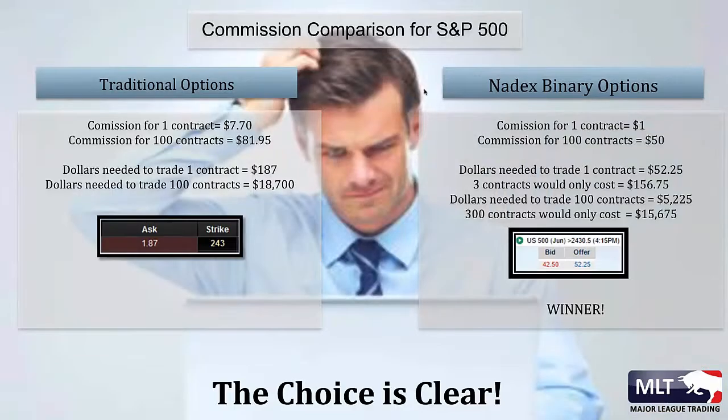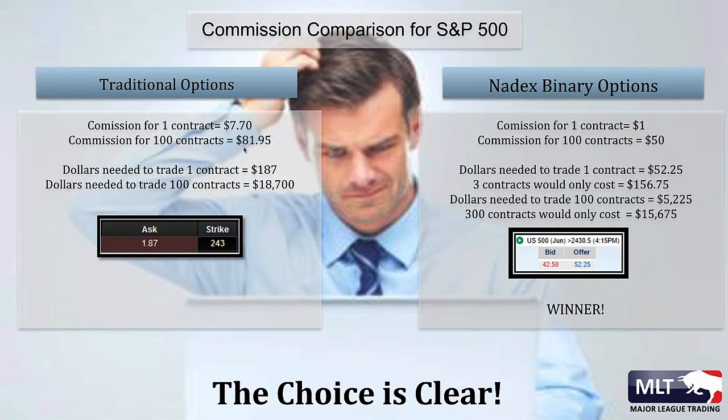And then I'm going to just do a commission comparison for the S&P 500. The SPY, which would be the ETF that tracks the futures, and then Nadex binary options, which is the option contract for the S&P 500 as a US 500. So they're tracking the same underlying. The commission for one contract in Nadex, $1. The commission for one contract in the SPY would be $7.70, I think that's using Thinkorswim.